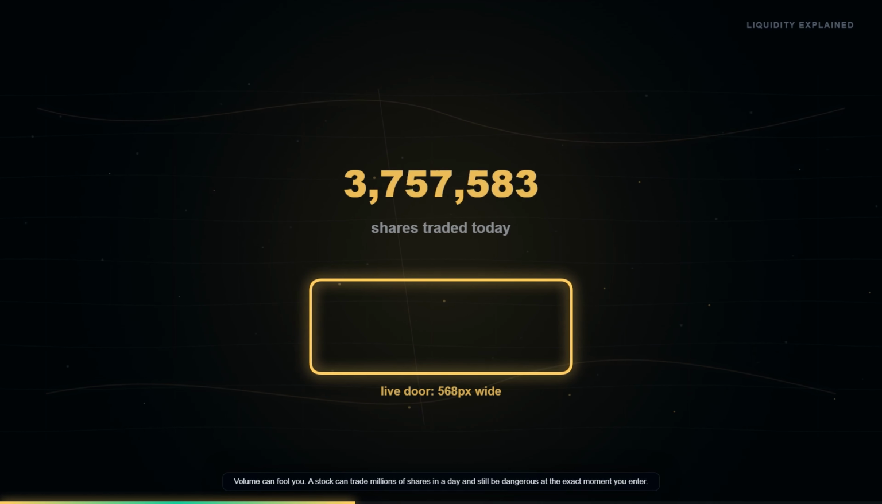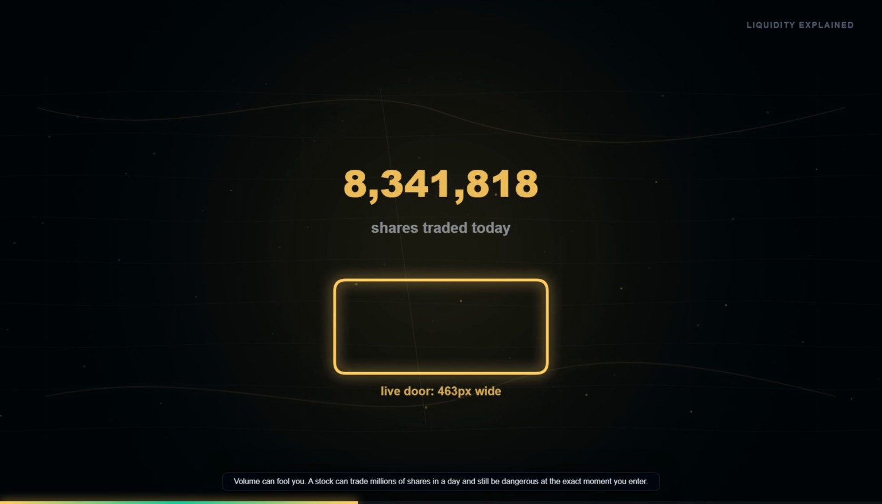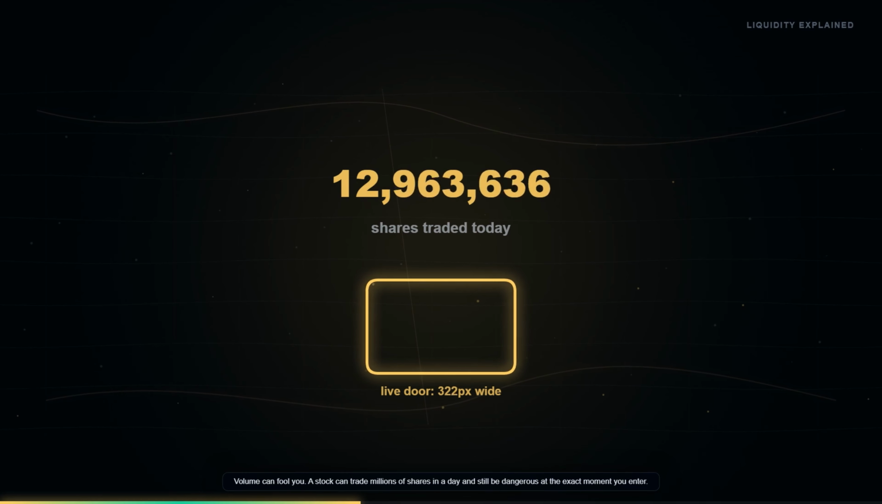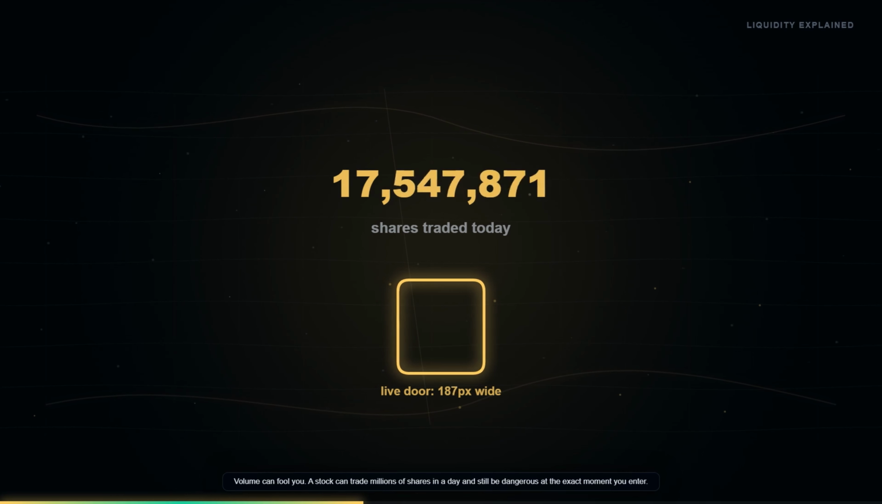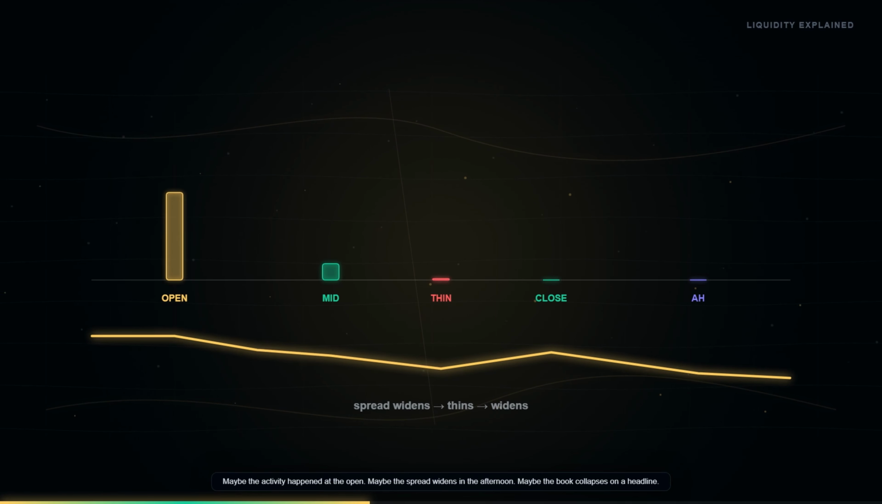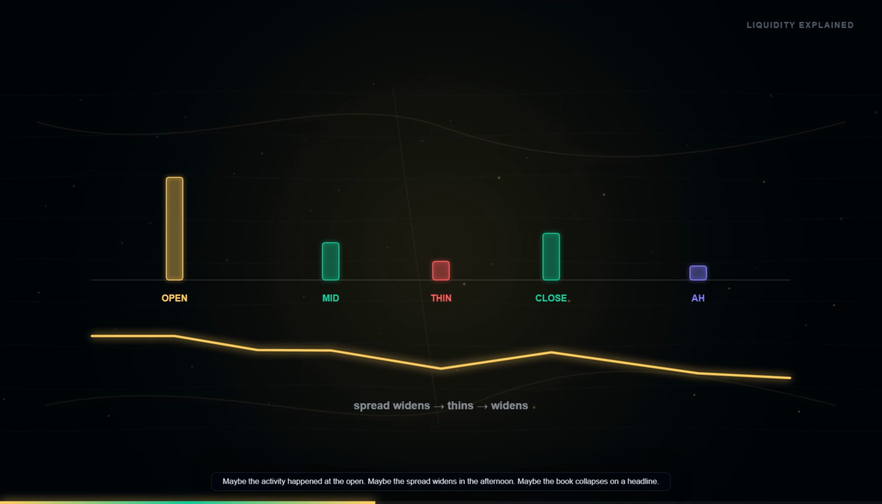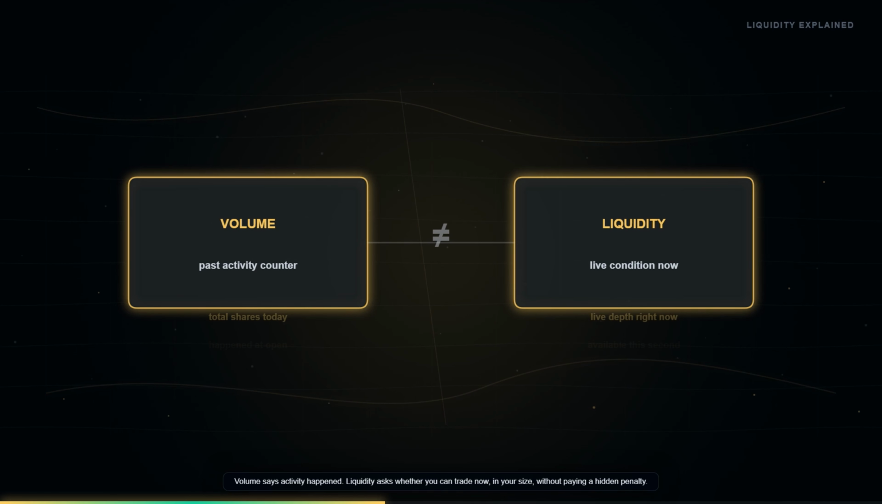Volume can fool you. A stock can trade millions of shares in a day and still be dangerous at the exact moment you enter. Maybe the activity happened at the open. Maybe the spread widens in the afternoon. Maybe the book collapses on a headline. Volume says activity happened. Liquidity asks whether you can trade now, in your size, without paying a hidden penalty.